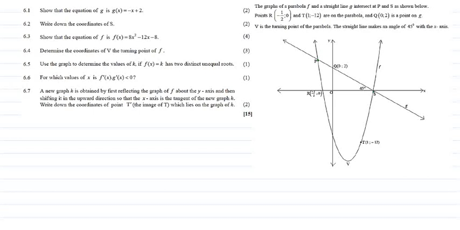The straight line makes an angle of 45 degrees with the x-axis. That is definitely good reason. So let's see. Question 6.1. Show that the equation of g(x) is minus x plus t. You remember Benjamin, right?